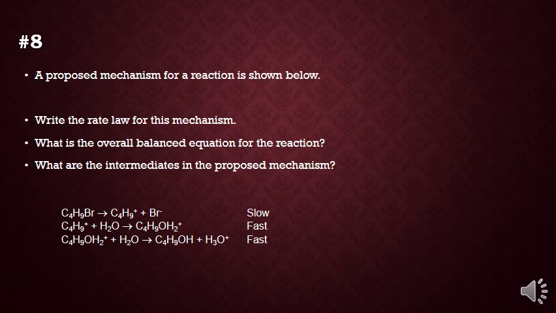This is a proposed reaction mechanism below here. And remember, for reaction mechanisms, we can use the elementary steps to write a proposed rate law. And the elementary step has to agree with the slow step. So our rate law for this reaction should be: the rate is equal to k times the concentration of C4H9Br to the first power, because this is the only time you can use coefficients.